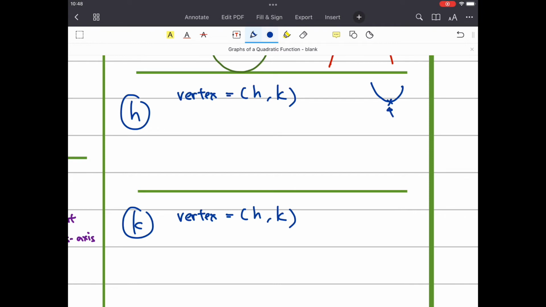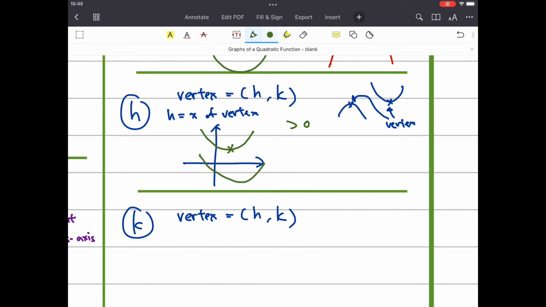Therefore, when it opens upward or downward, you can see where the vertex is. h is the x-coordinate of the vertex. Therefore, when h is greater than 0, the vertex should be on the right-hand side of the y-axis. Similarly, when h is smaller than 0, the vertex should be on the left-hand side of the y-axis as shown in the diagram here.